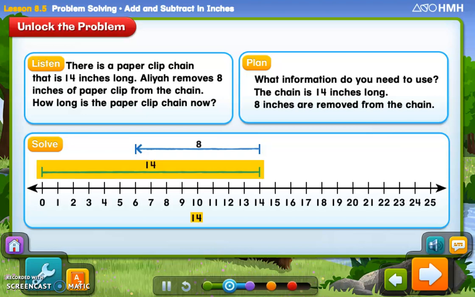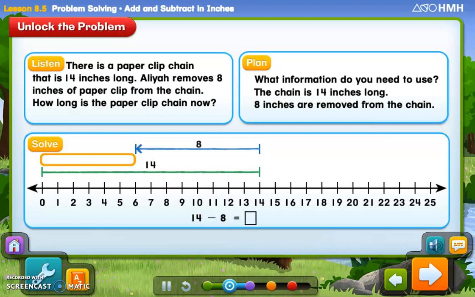Let's write a number sentence to show what's happening in the model. The model shows 14 minus 8 is equal to some number. The box is a placeholder for the missing number. You can solve the problem by completing the number sentence. You can use the model to solve the problem. The blue model shows that 8 is taken away.